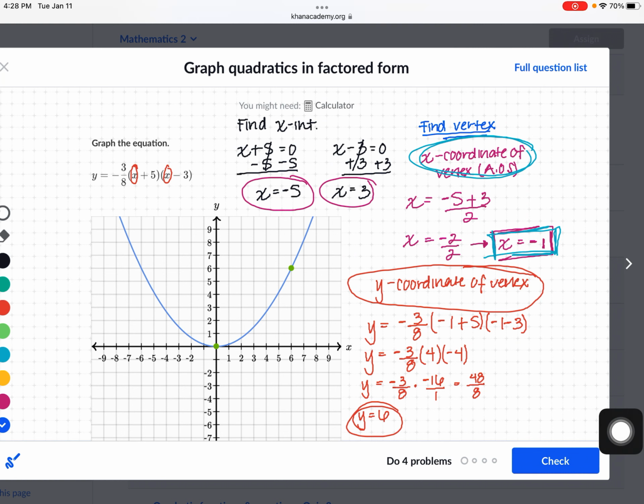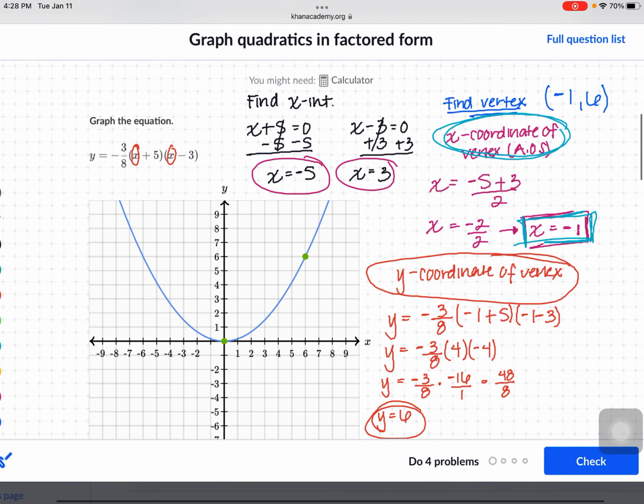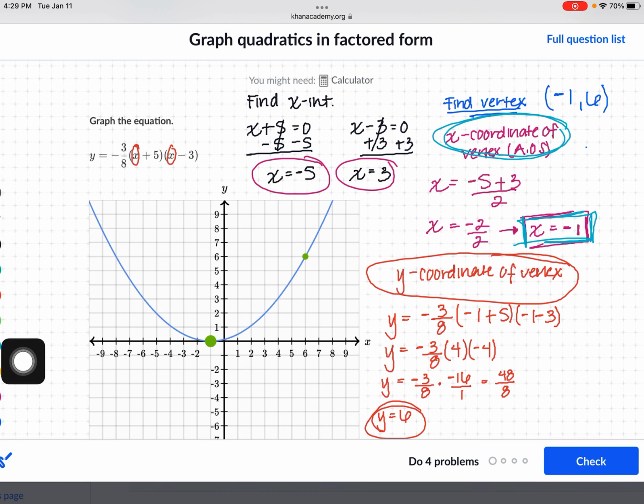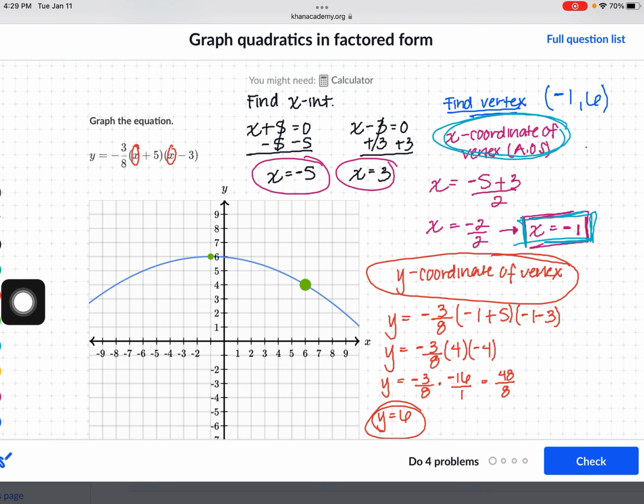So our vertex in this case is the point negative 1, 6. So vertex, I'll write it up here, negative 1, comma 6. I want to plot this in the graph here. So I first need to plot my vertex, negative 1, 6. It's telling me that I have to move this middle one to the left 1, and 6 up. All right, so that one's my vertex.